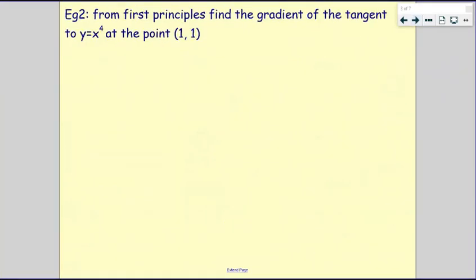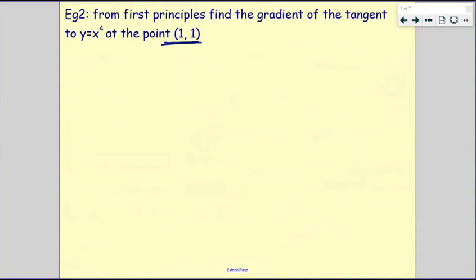Another type of question that you get asked is specifically the gradient at a point. This is very similar, but it's a little bit easier because there's a little bit less algebra.